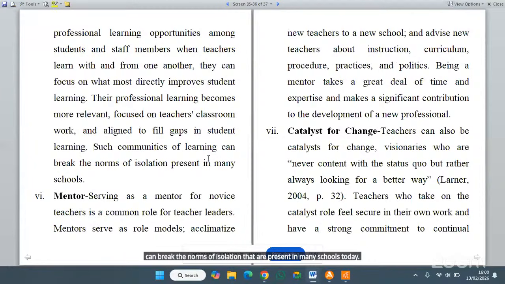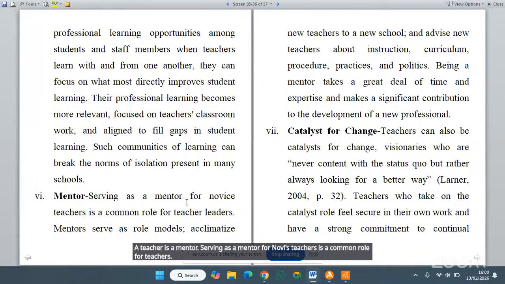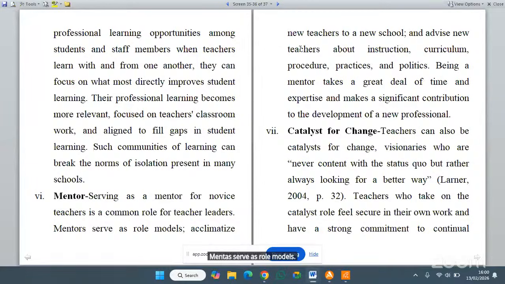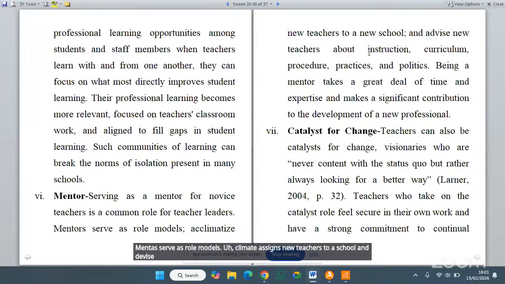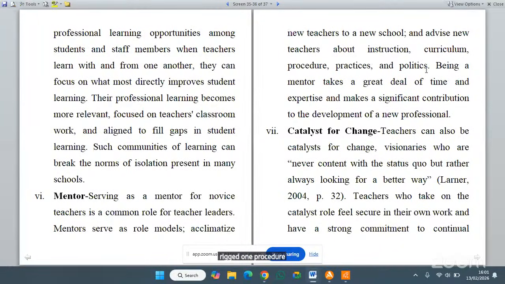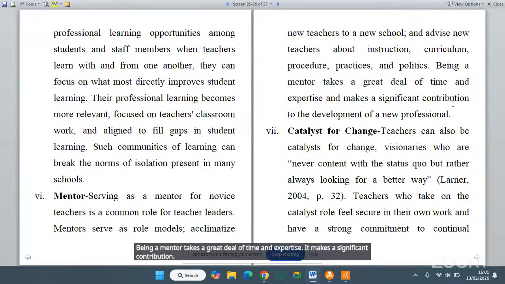A teacher is a mentor. Serving as a mentor for novice teachers is a common role for teachers. Mentors serve as role models, acclimatize new teachers to a school, advise new teachers about instruction, curriculum, procedure, practices, and even staff politics. Being a mentor takes a great deal of time and expertise. It makes a significant contribution to the development of a new professional.